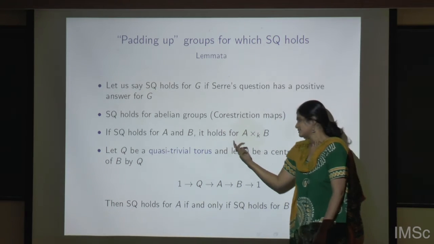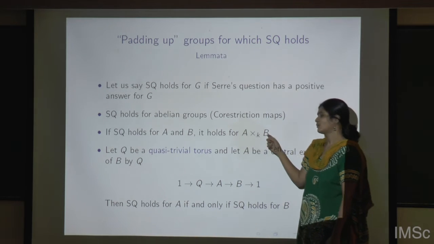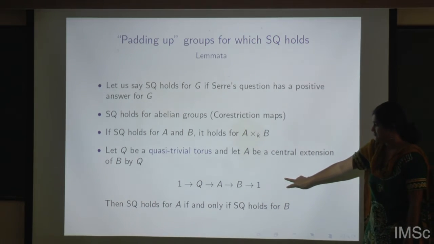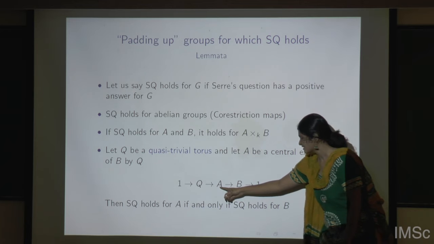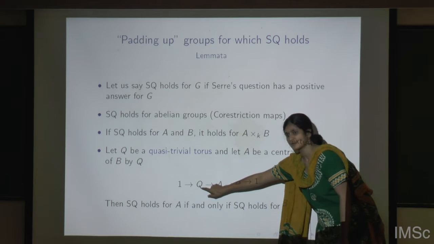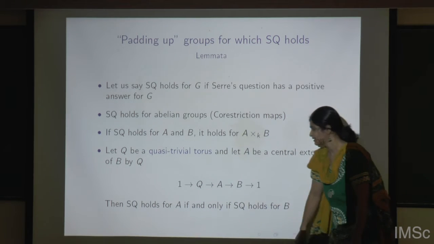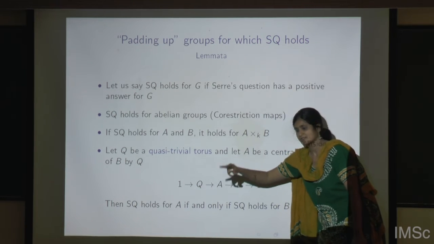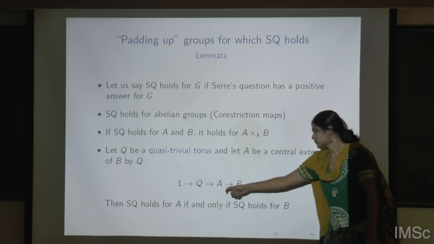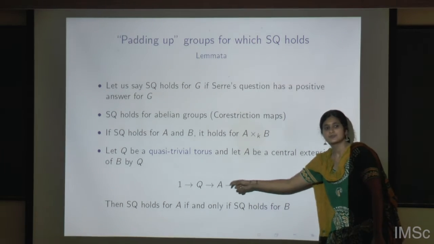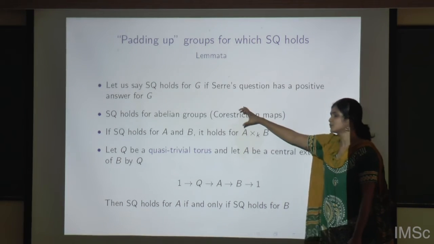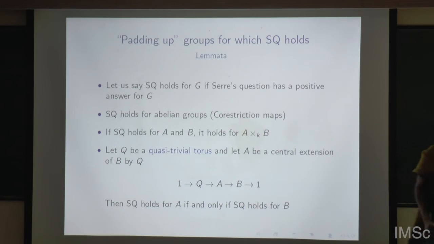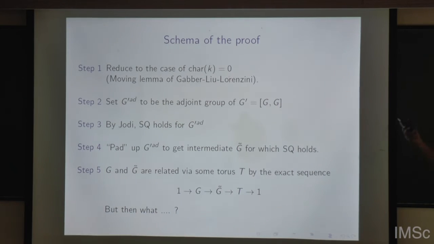It's also easy to believe that if it holds for A and if it holds for B, it will hold for the product. Here's one more, again an easy diagram chase: supposing you have a central extension of a group by a nice torus, which is called a quasi-trivial torus, right? Basically what I really want is that its H1 is trivial, so the H1 groups are 0. Then Serre's question holds for A exactly when it holds for B, right? So you can sort of start with some groups and pad up your groups by these processes. And so this is how the proof proceeds, right?